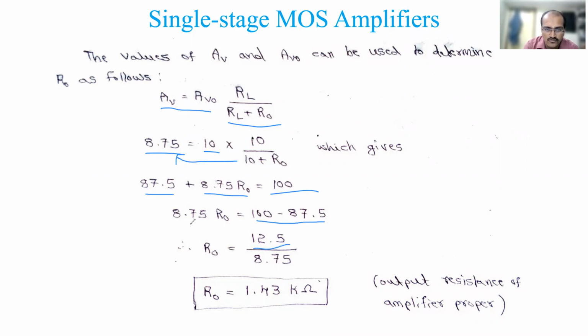So you have to calculate R naught. This 8.75 you have to take in the denominator. When you take the ratio in the calculator, you'll get 1.428 something. A large number will come, but we'll approximate it to 2 decimal places. If you have the calculator there, just use it and verify the answers. So it is 1.43 kilo ohm. R naught is equal to 1.43 kilo ohm. This is nothing but the output resistance of the amplifier proper, meaning load is not connected. Once the load is connected, then it is R out.